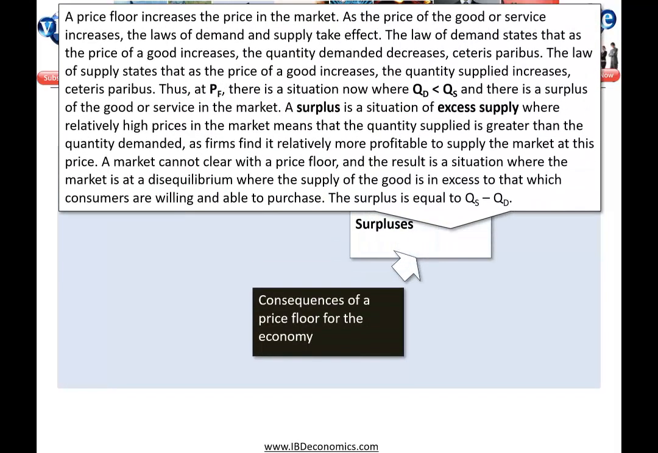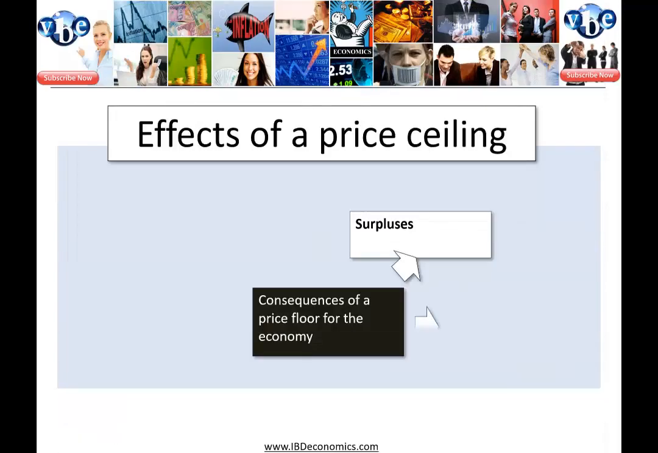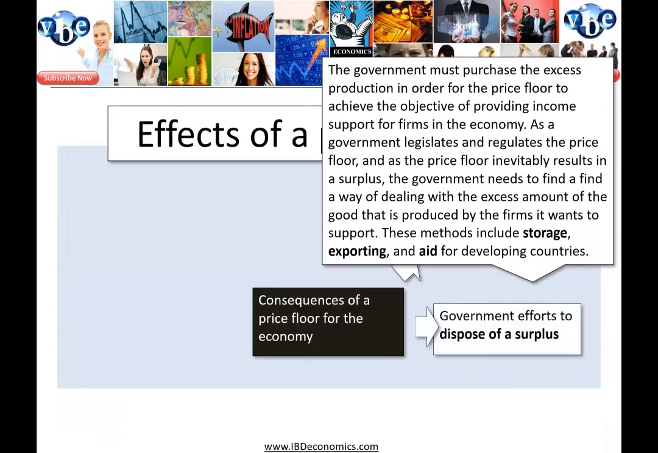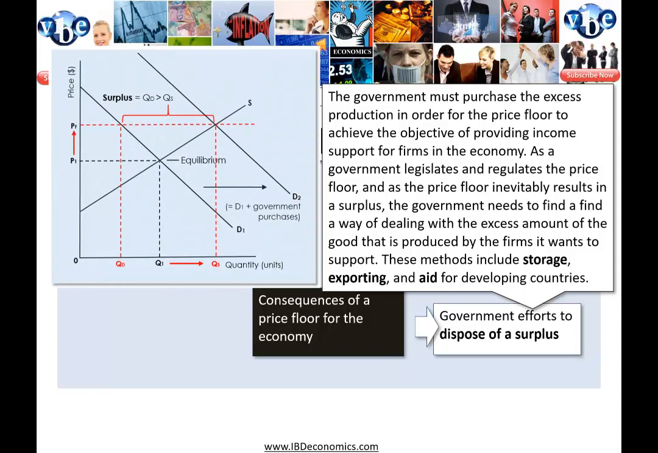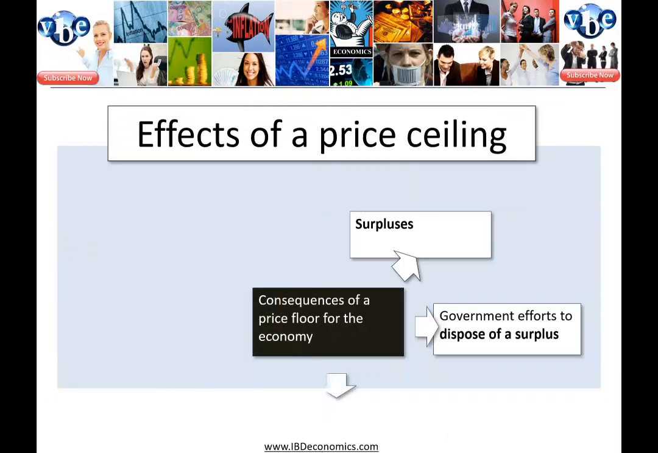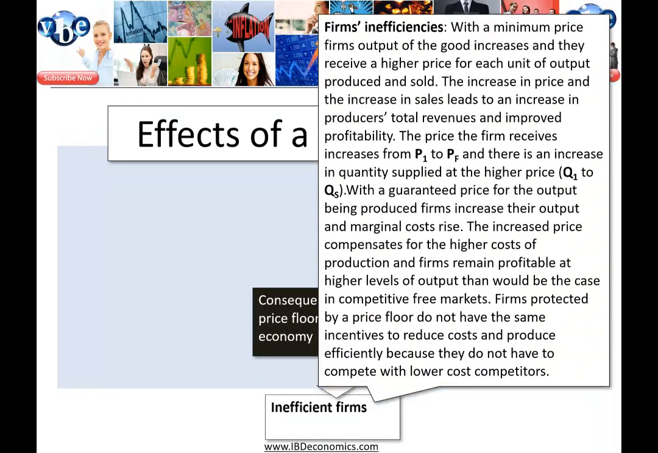Right, consequences of a price floor for the economy. We know that there is a surplus. The market cannot clear. There is a surplus of the good being produced. The government must make efforts to dispose of that surplus. So the storage, exporting, or sending it as aid to developing countries. Price floors enable inefficient firms to continue production.